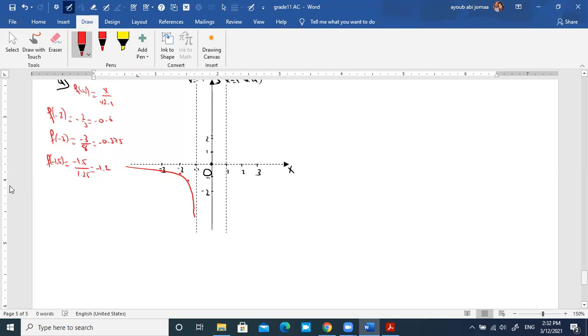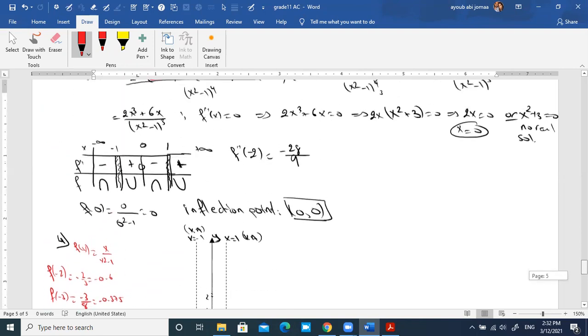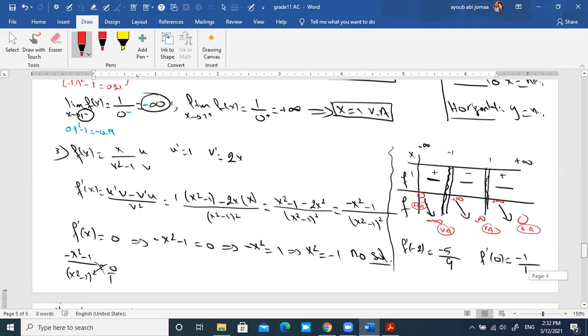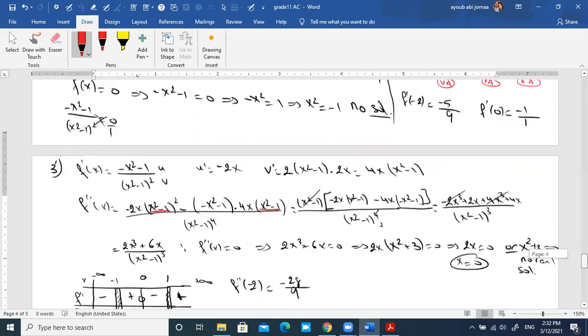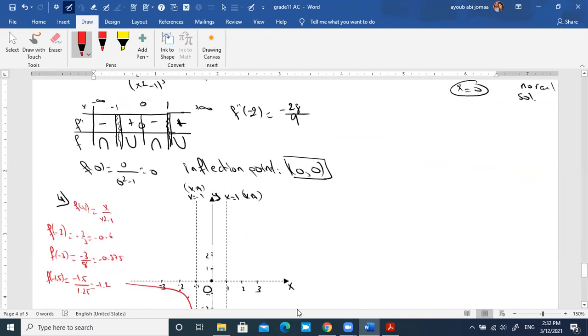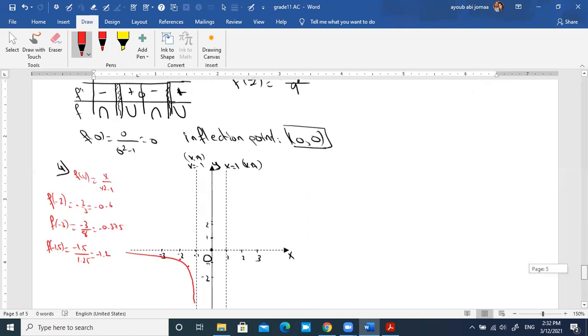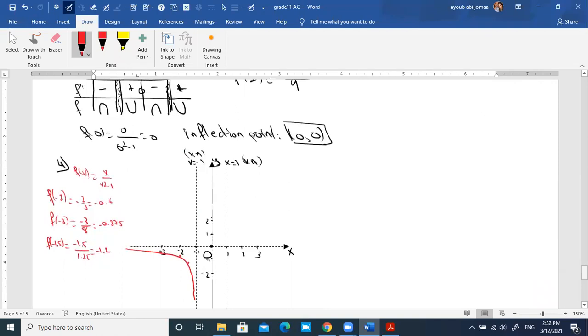Between negative 1 and 1 the graph decreases from the vertical asymptote x equals negative 1 to the second vertical asymptote x equals 1, from positive infinity to negative infinity. Moreover, it passes through the inflection point 0, 0. Between negative 1 and 0 it is concave up, the direction of opening is upward. Between 0 and 1 the direction of opening is downward.